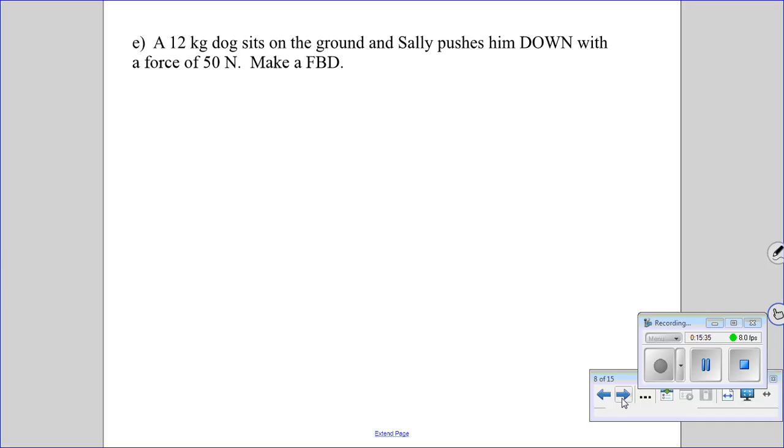A 12-kilogram dog is sitting on the ground. So here's the ground, here's a dog. I can't draw dogs. Why did I choose a dog?